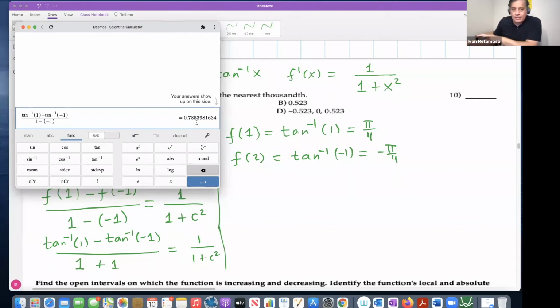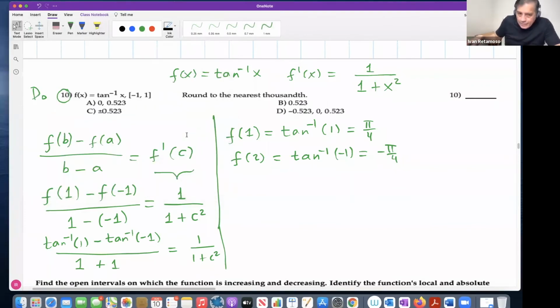0.785, rounded to 3 decimal places, right? This is what goes here, right? 0.785 is the result. Or here, 1 over 1 plus c squared. Now we have to solve this for c squared. For that, remember, we multiply both sides of this equation by whatever we have on the denominator.